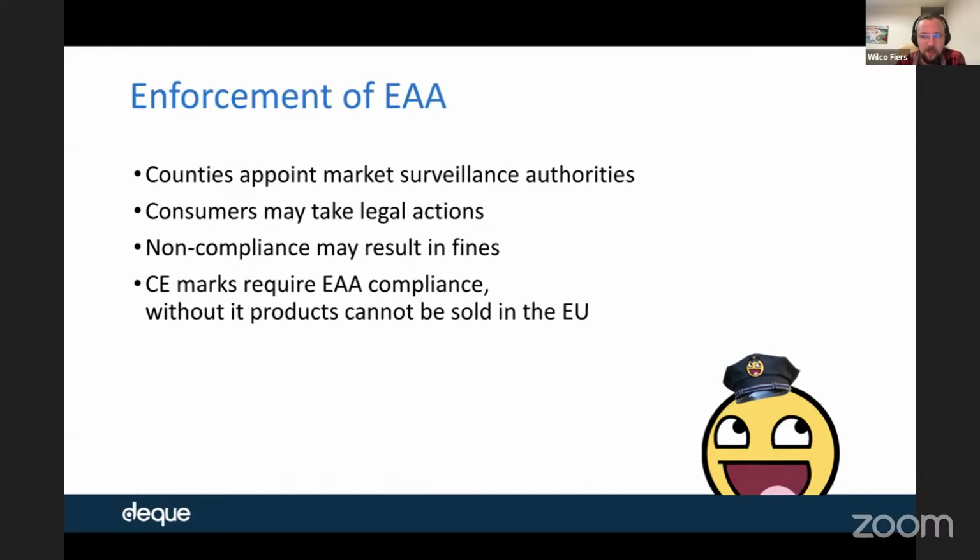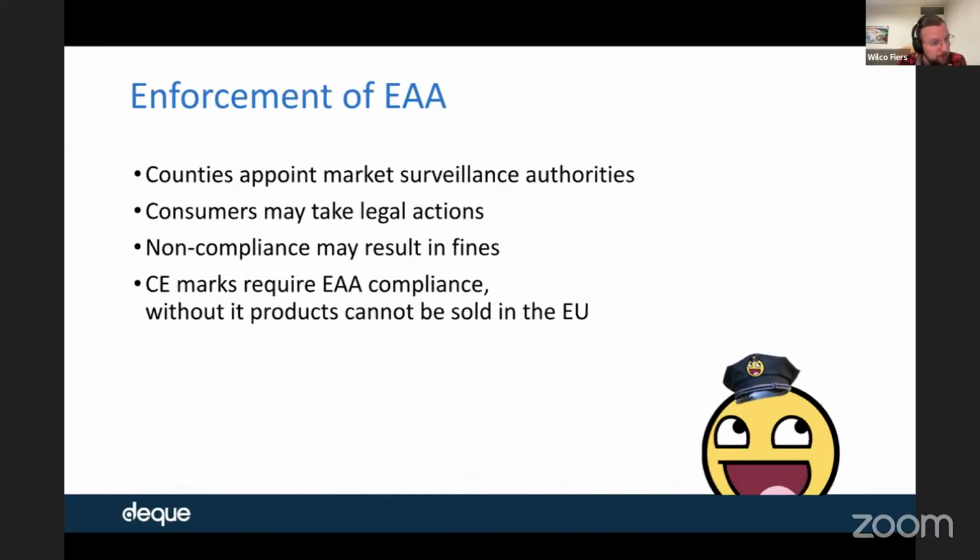Consumers may take legal actions if a service or a product does not comply with the European Accessibility Act, and non-compliance may result in fines, and they may result in fines in different countries. So in a worst case scenario, you may end up getting fined in 27 different countries for not complying with this one European Accessibility Act.